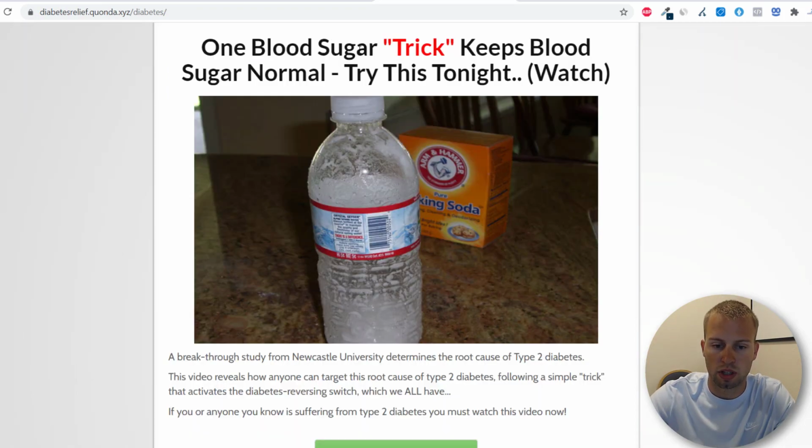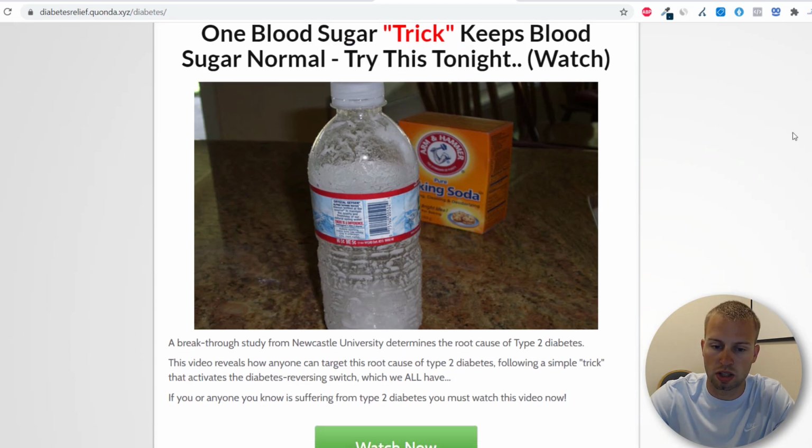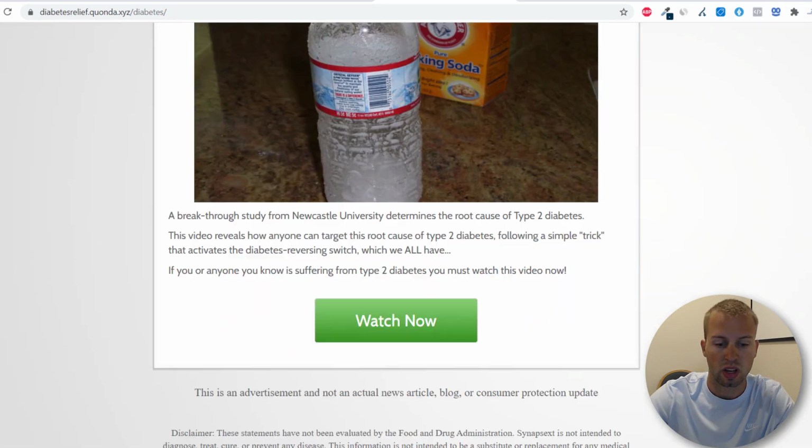It goes: one blood sugar trick keeps the blood sugar normal, try this tonight, watch, and then just a standard image of a water bottle and baking soda that'll get people going like, what? That's interesting, I want to see what this trick is. And then I came up with this description after watching the VSL. I always recommend watching the ClickBank VSL and getting ideas from what they have in there.